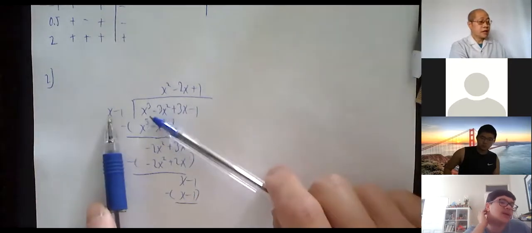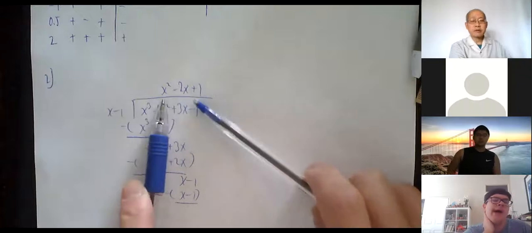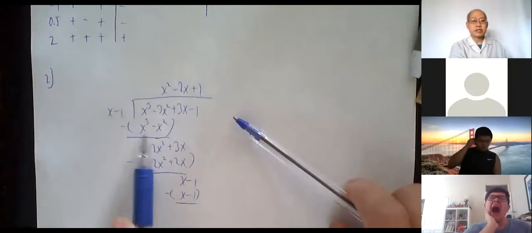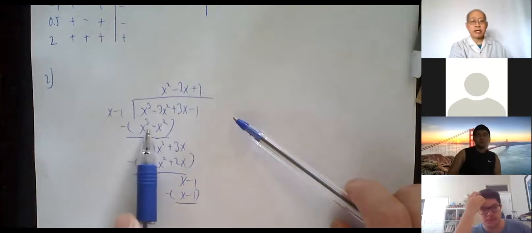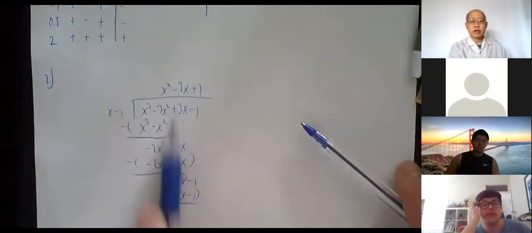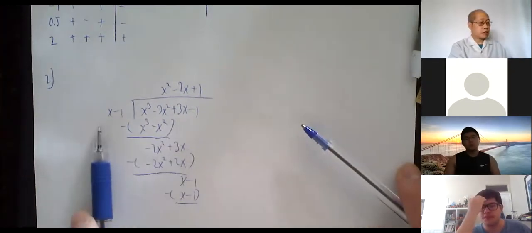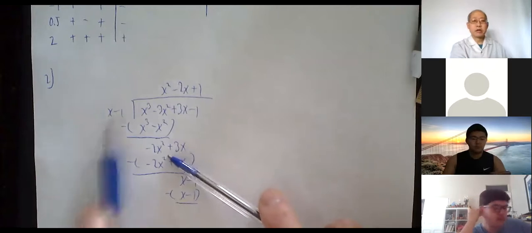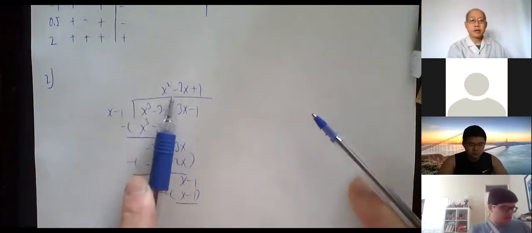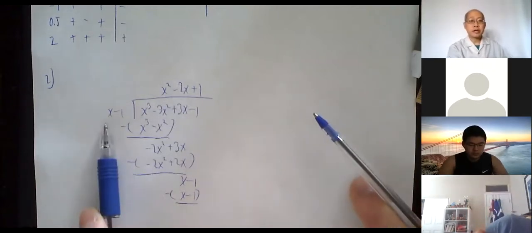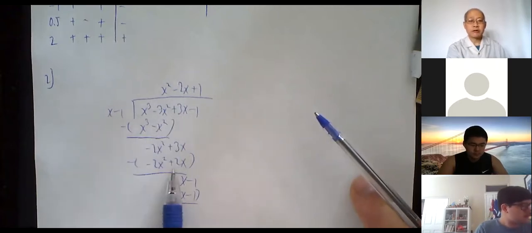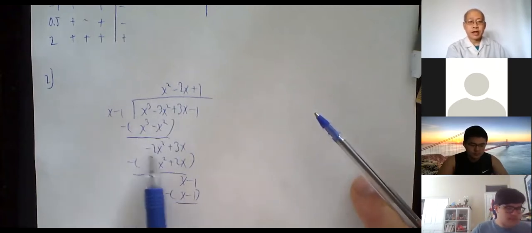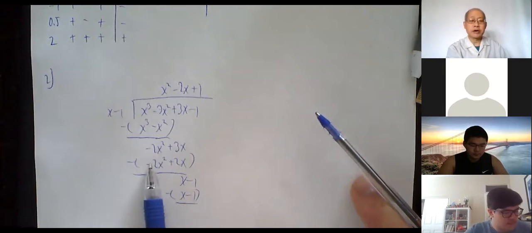Okay, process. x goes into x cubed x squared times. Then x squared times this whole thing is x cubed minus x squared. Subtract, that cancels out. -3 minus a -1 is -2x squared. Bring down the 3x. How do you go from x to -2x squared? Multiply by -2x. Then -2x times this whole thing: -2x squared, and -2x times -1 is 2x. Subtract. -2x squared minus a -2x squared cancels out.